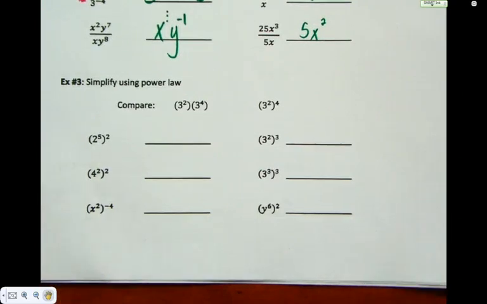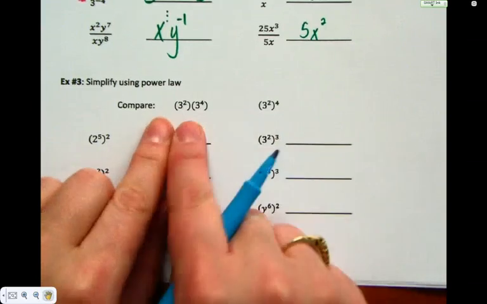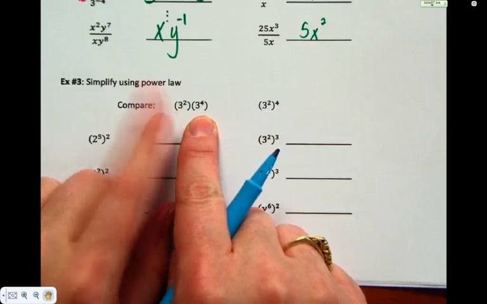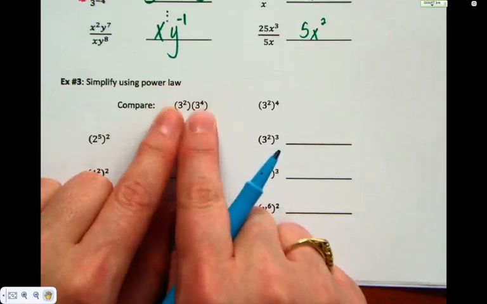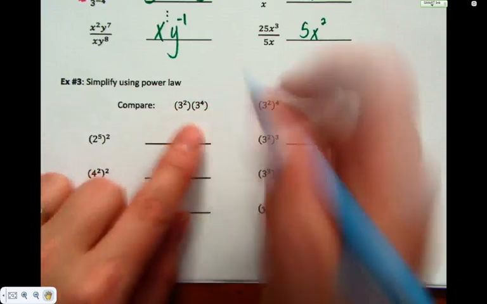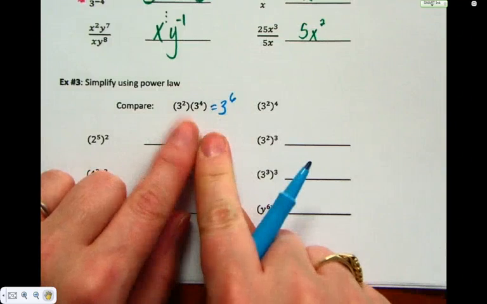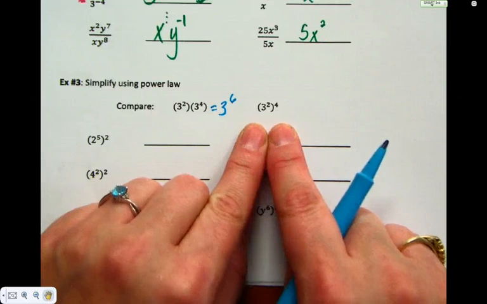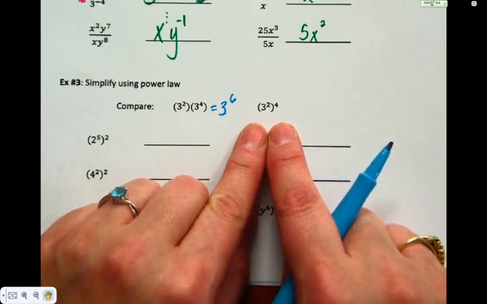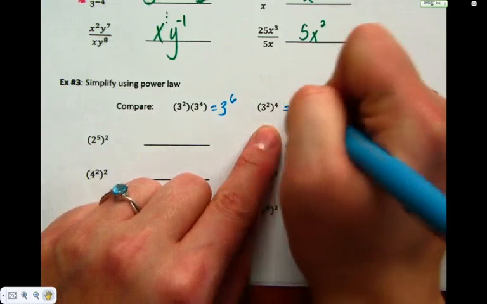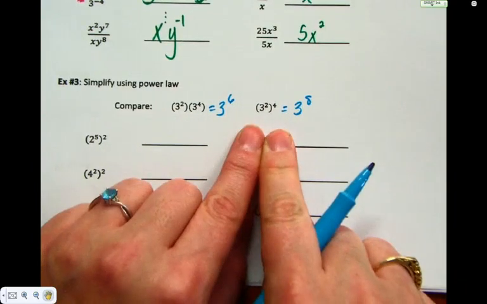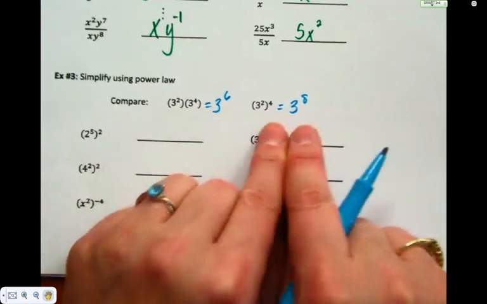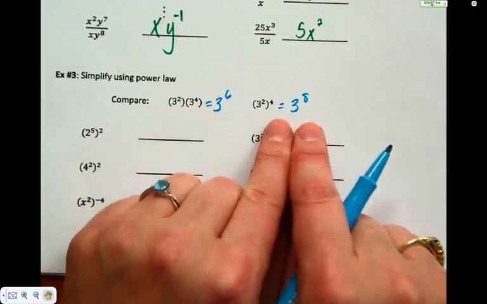With some actual numbers, rather than just those x's, let's compare these. This means 3 times 3, and this means 3 times 3 times 3 times 3. There are two 3's here and four 3's here, so how many 3's are we going to have? 6. That's why we're adding in this case. This is product law. This one means 4 groups of 2. So I have two 3's and two 3's and two 3's and two 3's, and how many 3's am I going to have? 8. That is power law. First one is product law, second is power law.